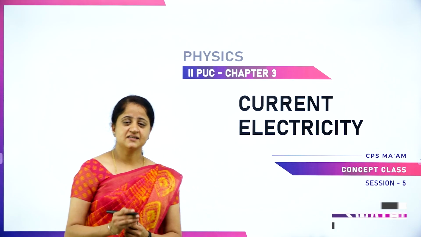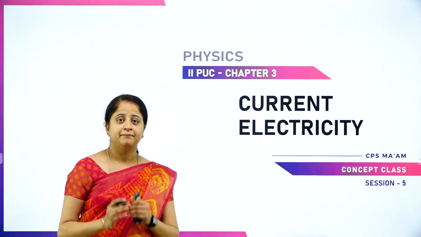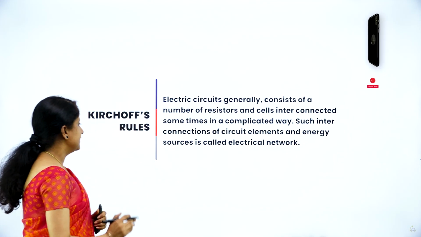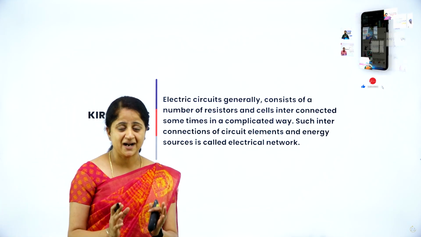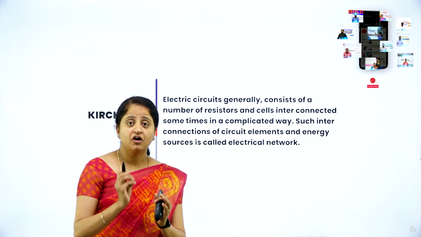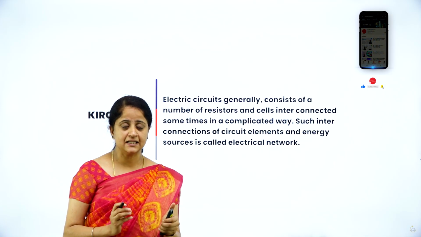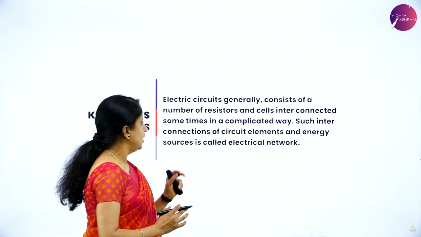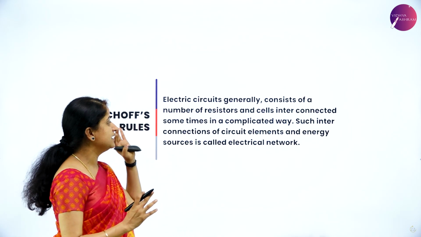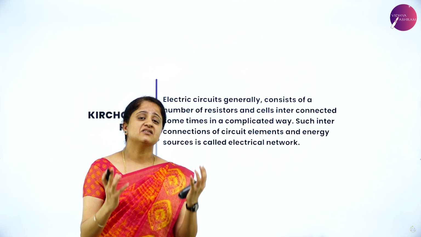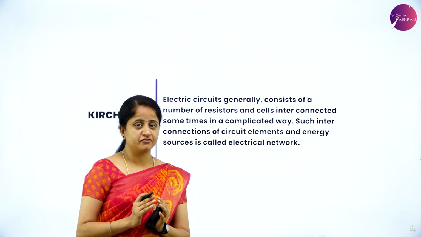Dear children, in this session, we are going to study an important topic called Kirchhoff's laws. Before that, let us understand what is an electrical circuit. An electrical circuit is a systematic arrangement of electronic components, which includes sources of energy such as cells, a battery, and resistors, or sometimes all these components are interconnected with each other in a very complicated way. So how do we get a solution for these complications? We can resolve this problem with the help of Kirchhoff's laws.